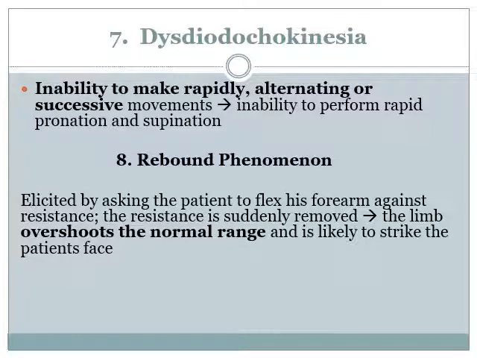Then you have dysdiadochokinesia, inability to make rapidly alternating or successive movements. And then you have the rebound phenomenon, elicited by asking the patient to flex his forearm against resistance. The resistance is suddenly removed. If it is removed, for example, you were resisting with your hand on it, and when it is removed, the limb overshoots the normal path. So there's overshooting of the different muscular movements, because the cerebellum usually damps the different types of muscular contractions.